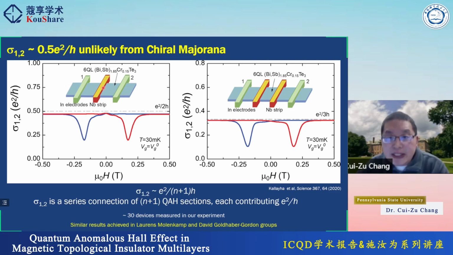We may still detect the Majorana physics in this kind of configuration. And we can also try other geometries, for example some interferometer or this kind of Josephson junction device. We may detect the Majorana physics in quantum anomalous Hall and superconductor systems in the future.